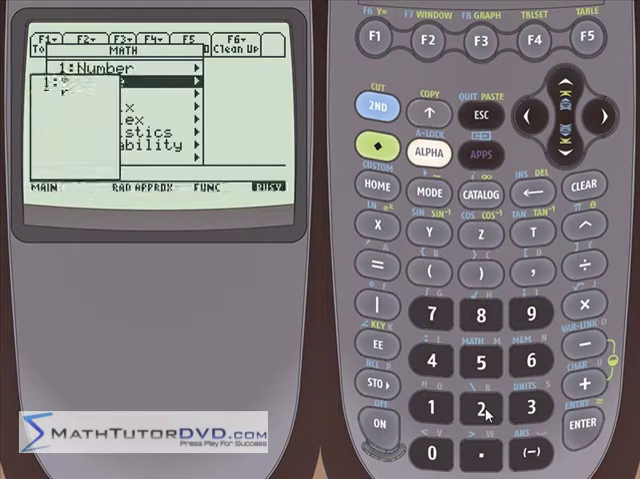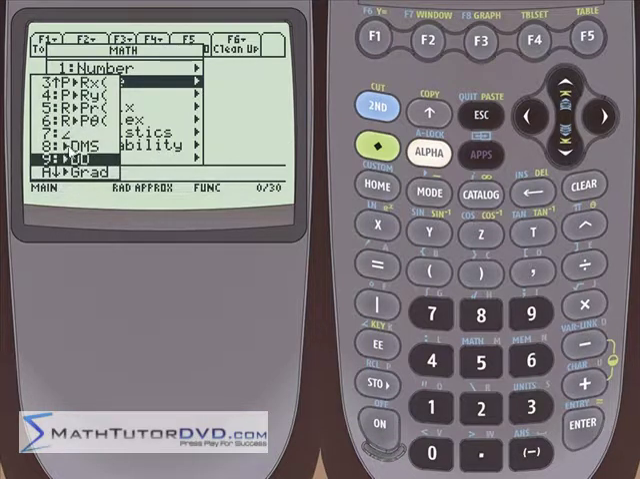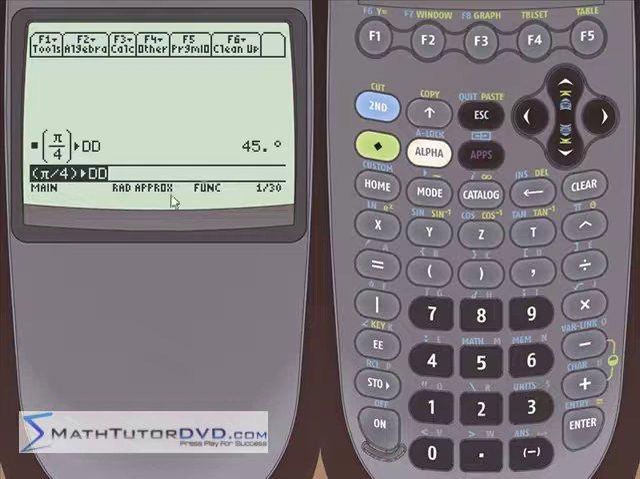Number 2 is the angle menu. And if I go down here to the bottom, below number 8, I've got a few different choices here. And what you want is number 9 here, DD. That means convert to degrees. So you hit that, and what this little arrow means is it says take this guy and convert it to DD, which is degree mode. I'm not really sure why there are 2 D's here, to be honest with you, but that's what you need to do. When you hit enter, it's going to give you 45 degrees.